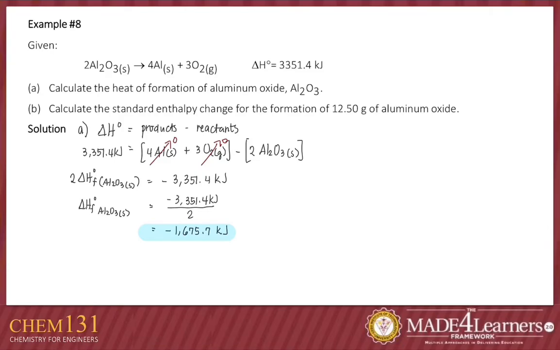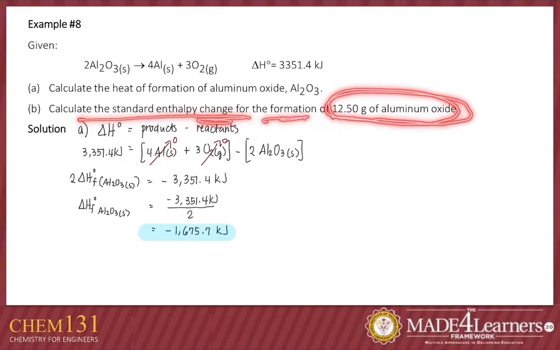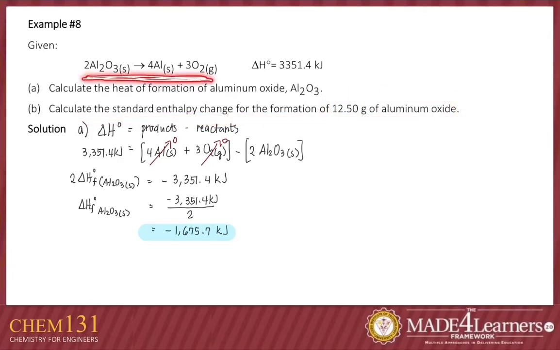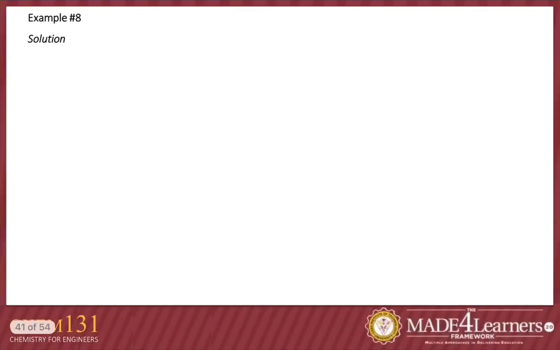Now for letter B, we are to calculate the standard enthalpy change for the formation of 12.5 grams of aluminum oxide. Formation. So the given equation here is decomposition. What we are looking for is formation. So we reverse it, class. So for letter B, reverse the given equation. We can reverse the given equation.